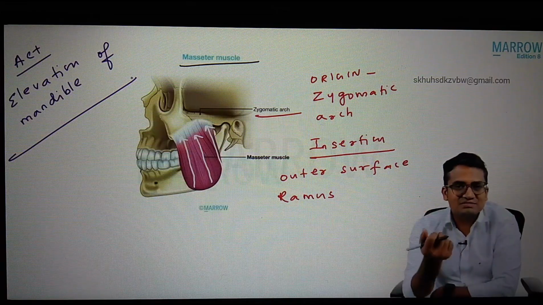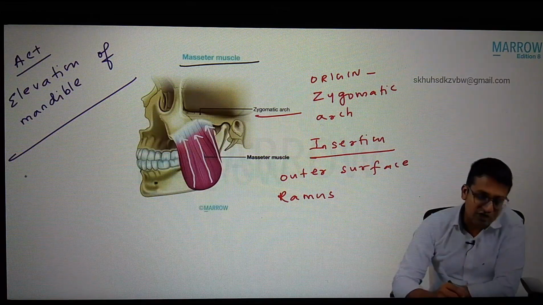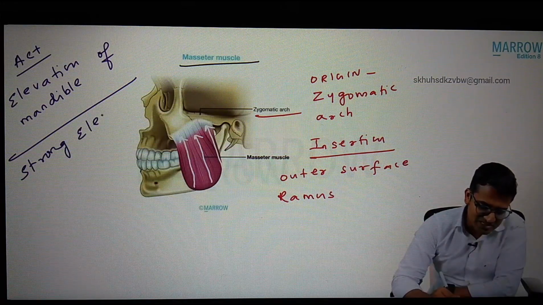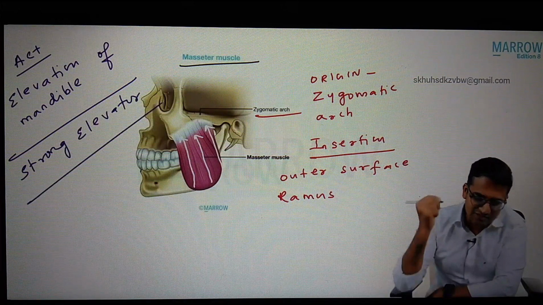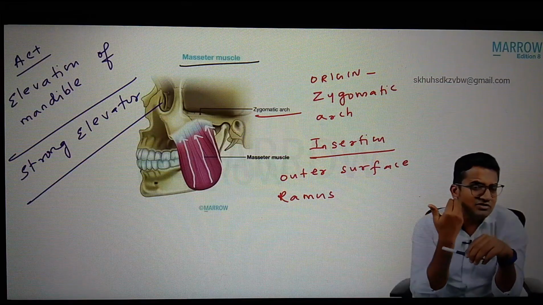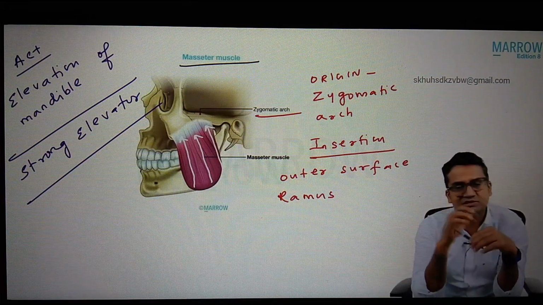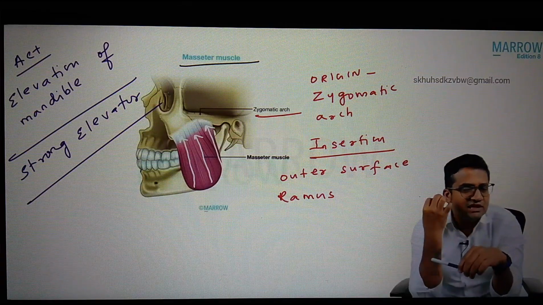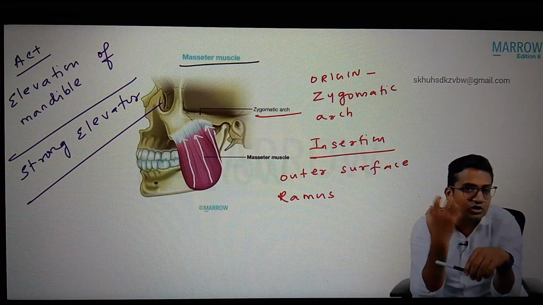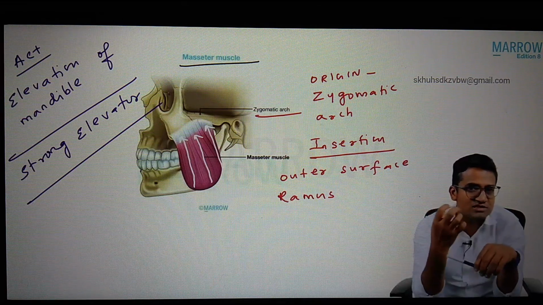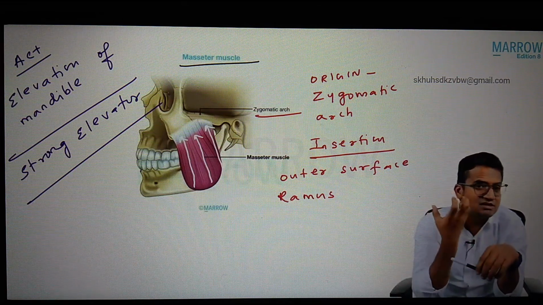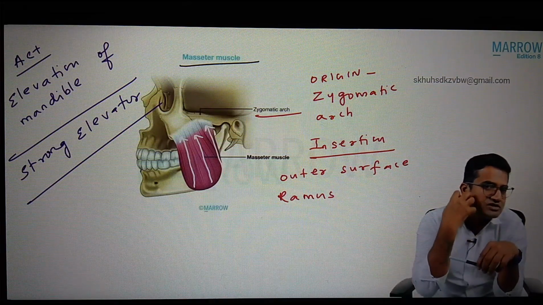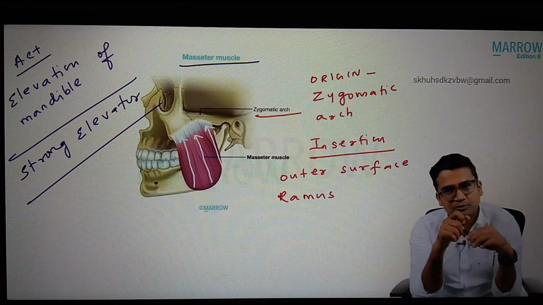Please remember, the masseter muscle is the best muscle for elevation. It is a strong elevator of the mandible. The best muscle for elevation is our masseter only. Why, sir? See, on the outer surface of the ramus, we see some rough impressions. Wherever you see rough impressions on the bone, these give the clue that the muscle is a powerful, strong muscle for that particular movement. These muscle fibers are very strong, and by their pull they leave a strong, rough impression in the bone.